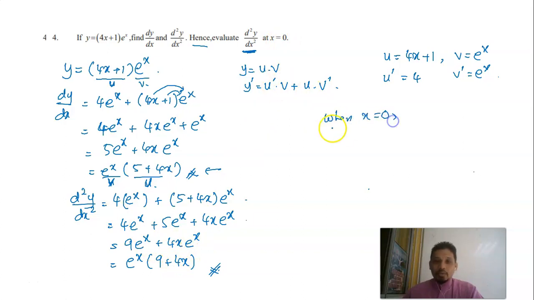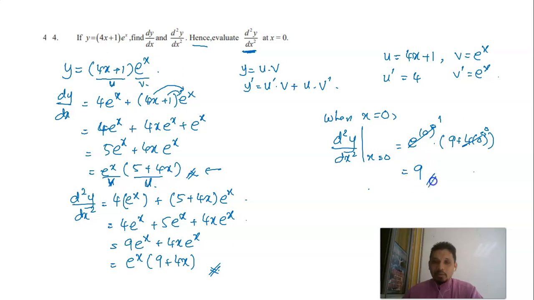When x equals 0, the second derivative of y with respect to x equals e to the power of 0 multiplied by 9 plus 4 times 0. So e to the power of 0 equals 1, and 9 plus 4 times x, when x equals 0, is 9 plus 0, which equals 9. Multiplied by 1 equals 9. Okay, that's it for the first question, which I selected as question number 4.